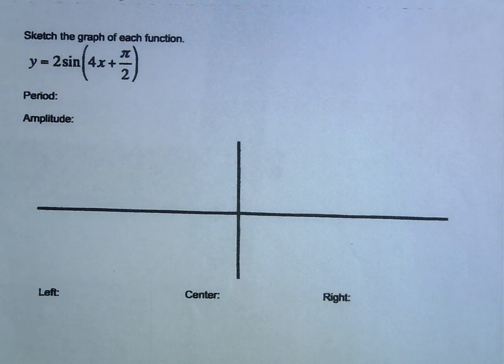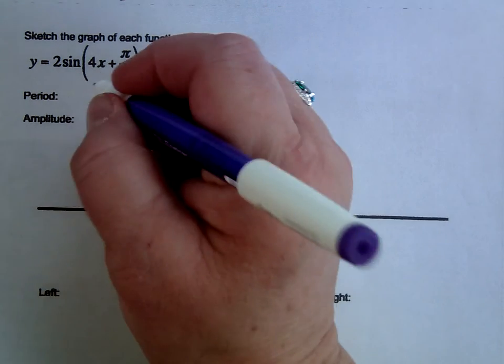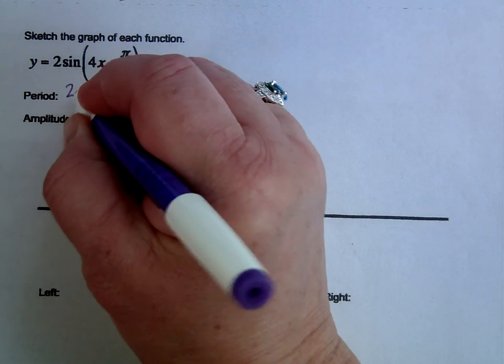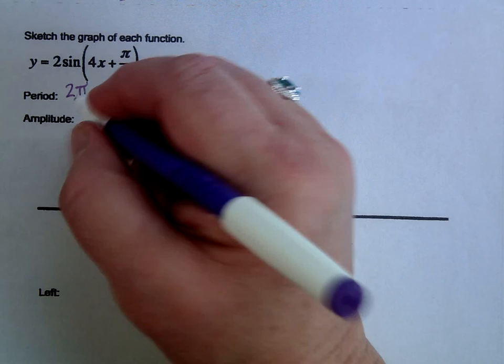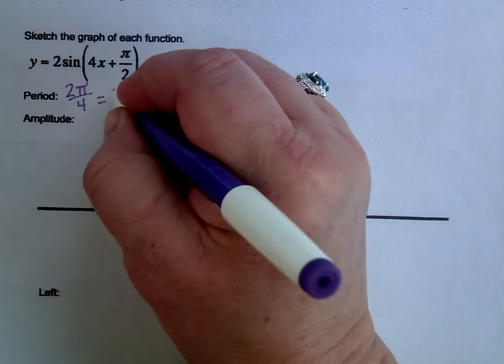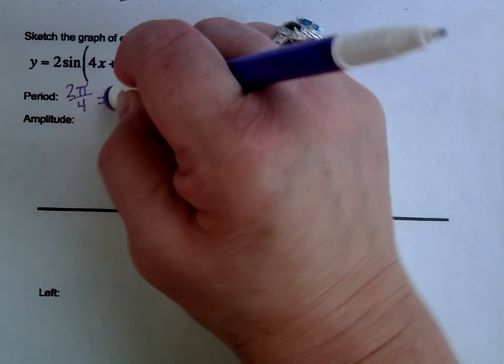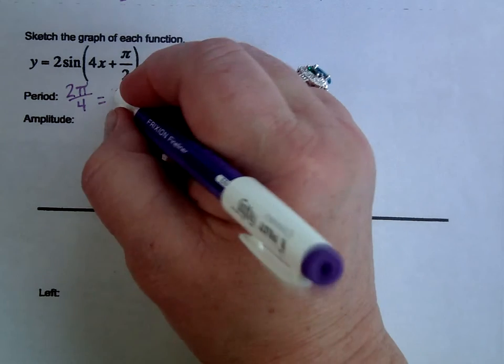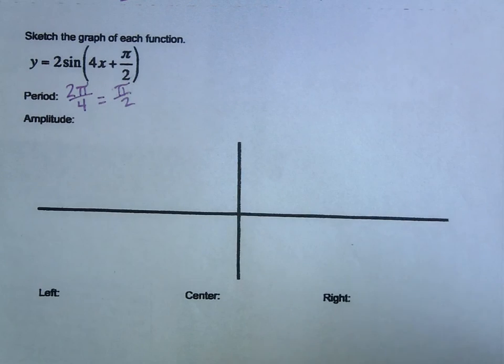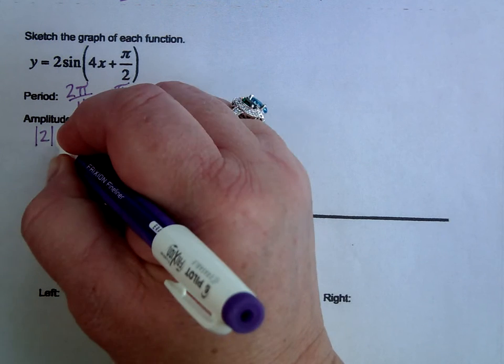What I am going to do is figure out the period and the amplitude. So period's going to be 2 pi divided by b, what's in front of the x, and you say 4. So 2 pi over 4 becomes pi over 2. Amplitude is the absolute value of what's in front. Well, who's in front? Who's on first? I got a 2.